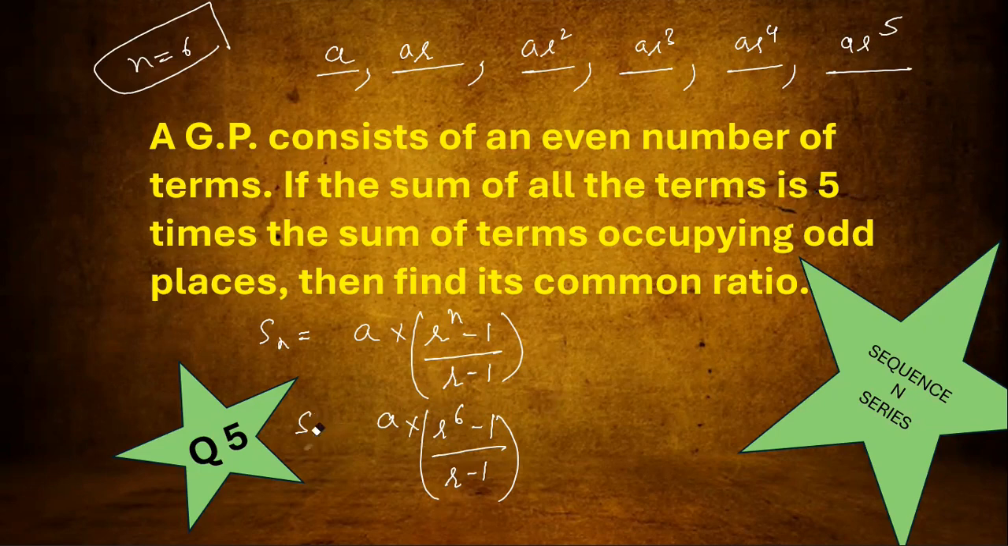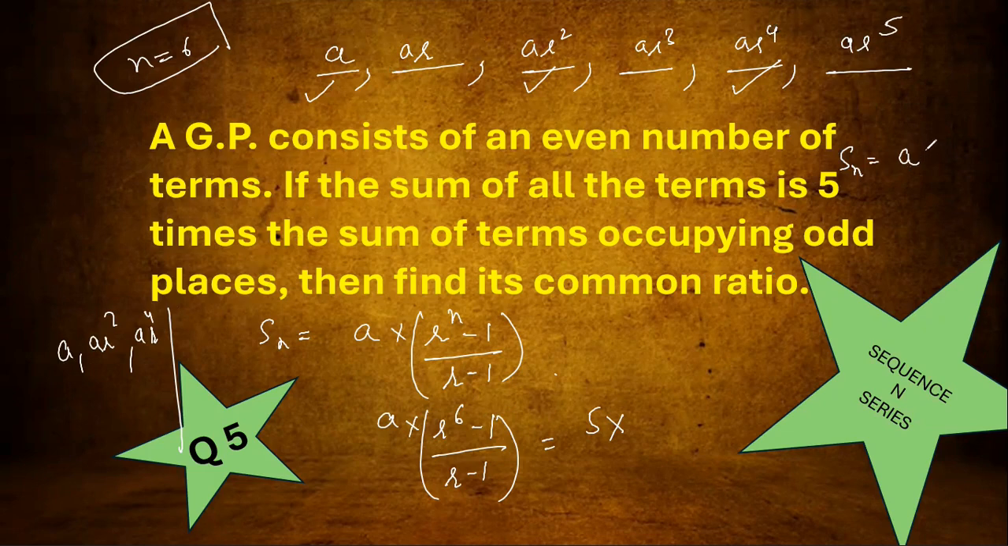Now, what they are saying is that the sum of all the terms is 5 times the sum of terms occupying the odd places. So this S6 is equal to 5 times the sum of the odd places. So what is the odd places sum? These are the odd places, the 1st place, the 3rd place, the 5th place. The first term is a. For the odd places, we can take a as the GP, ar square, and ar to the power 4, right? For odd places, we have 3 terms basically.